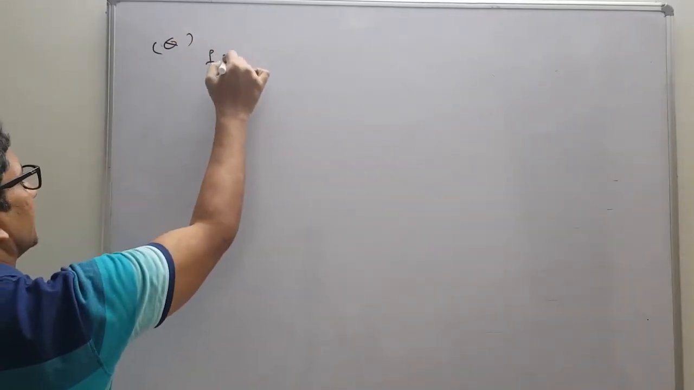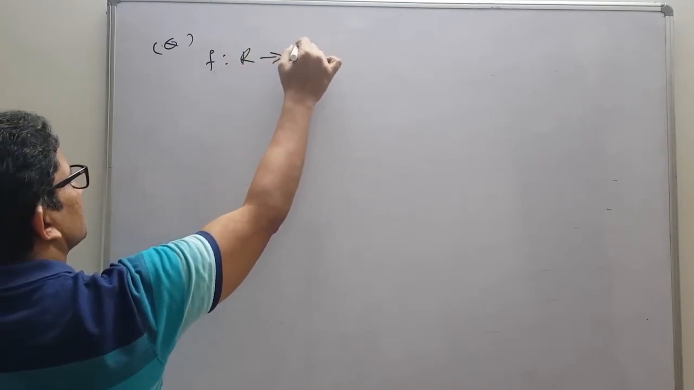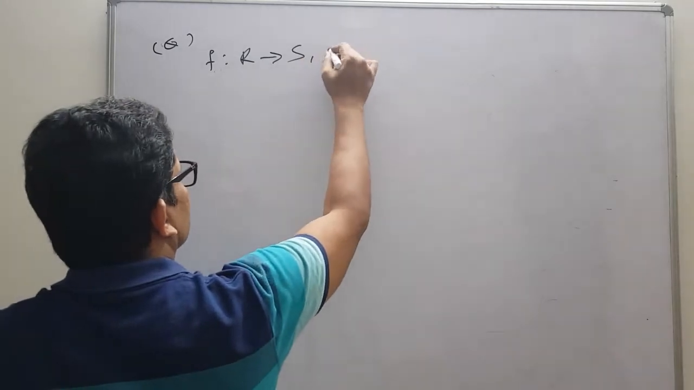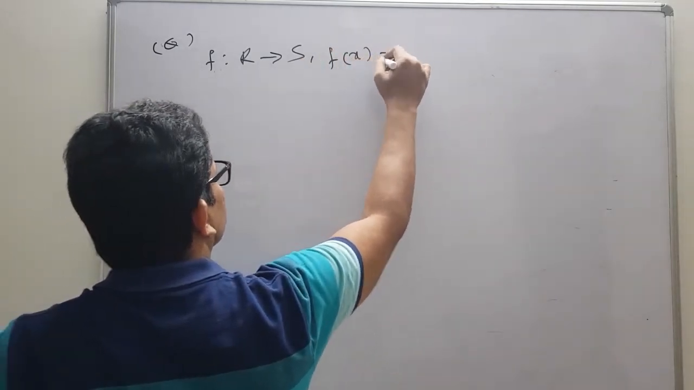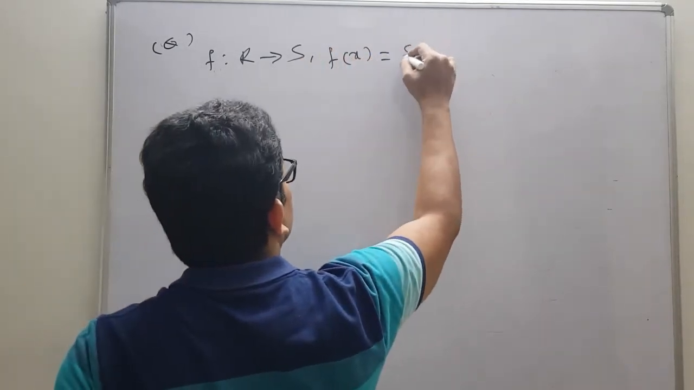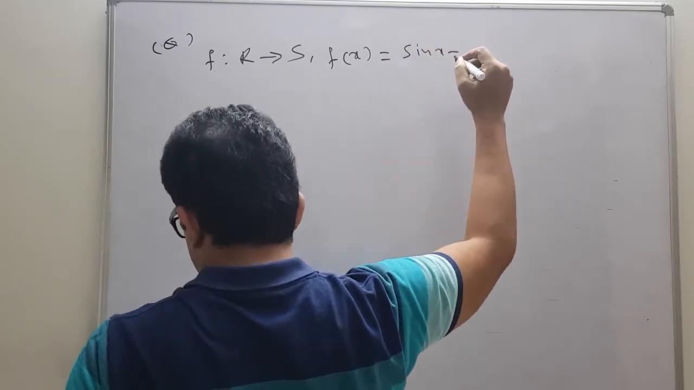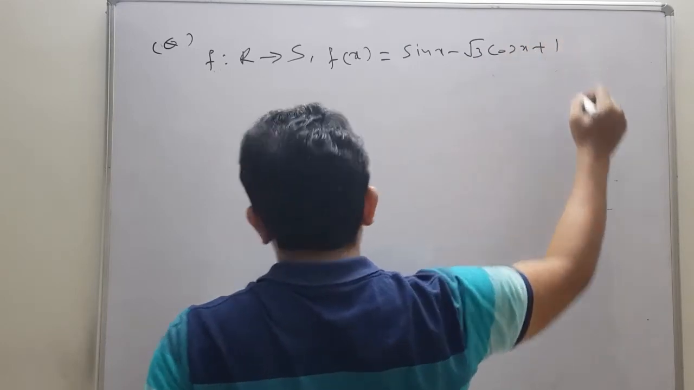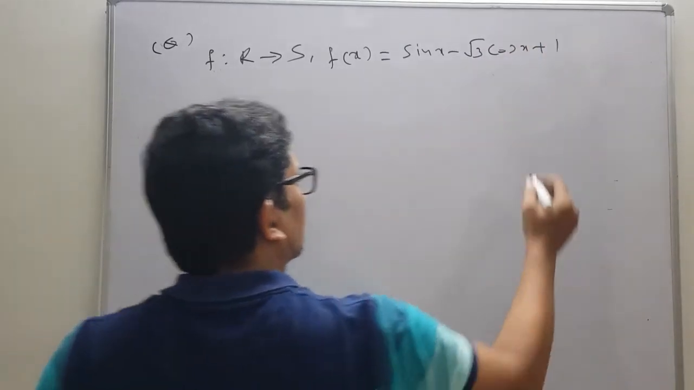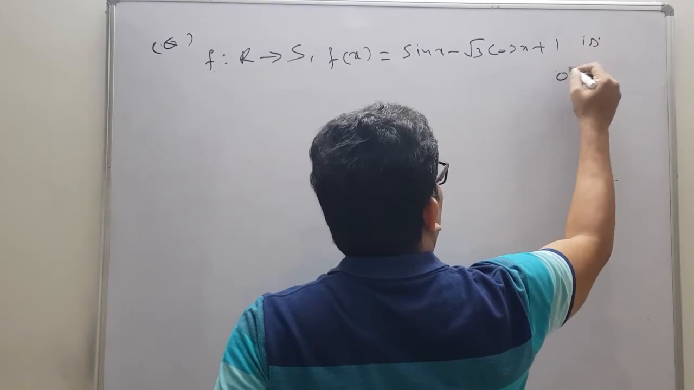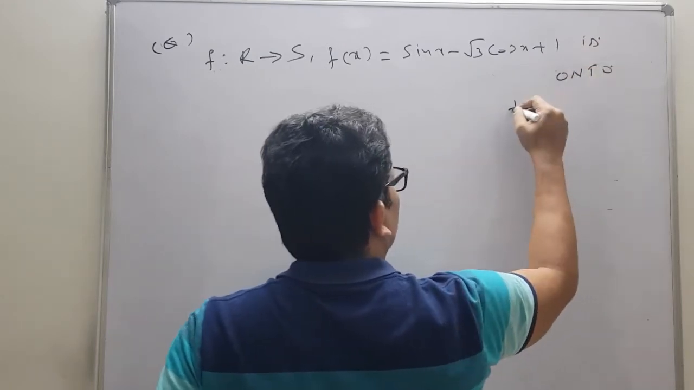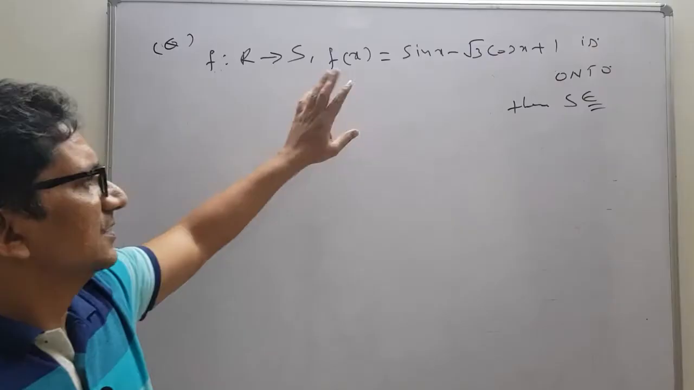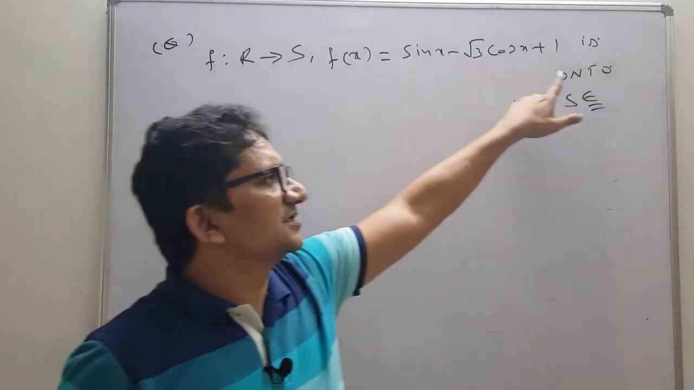A function is defined as f: R → S, such that f of x equals sin x minus root 3 cos x plus 1, is onto. Then set S belongs to what? That is the question. They are given that f of x is onto.